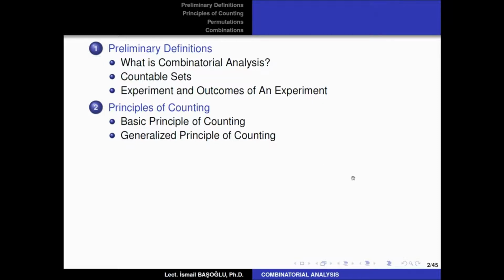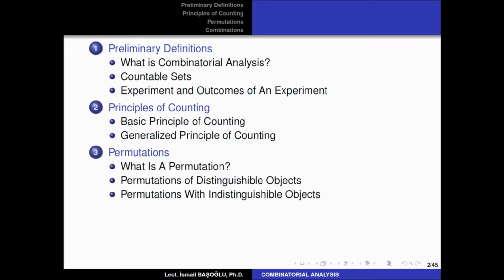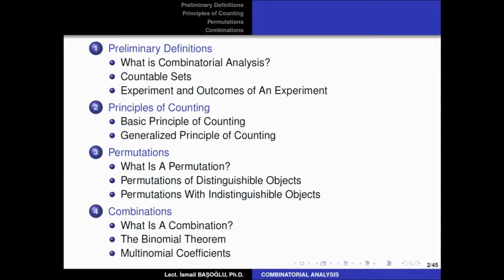Then we are going to talk about the basic principle and the generalized principle of counting, followed by the concept of permutations. We are going to define what a permutation is and how we can count the number of permutations for distinguishable and indistinguishable objects. Finally, we are going to end with defining the concept of combination, and we are going to learn how to calculate the number of combinations.